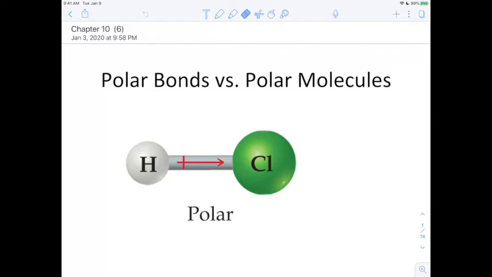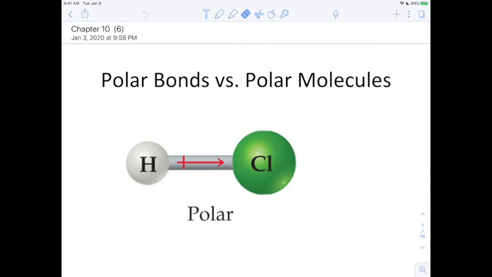So when we have a molecular compound, we have two or more elements that are essentially fighting over these electrons. There's some kind of a tug of war going on, and one of the atoms is usually stronger and can pull the electrons towards itself. And when that happens, we say that it is a polar bond. So here's an example of a polar bond.